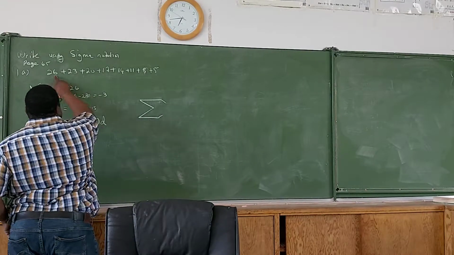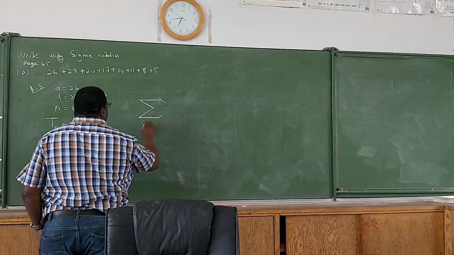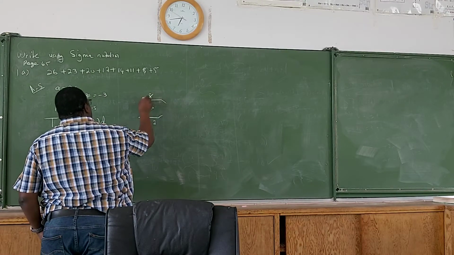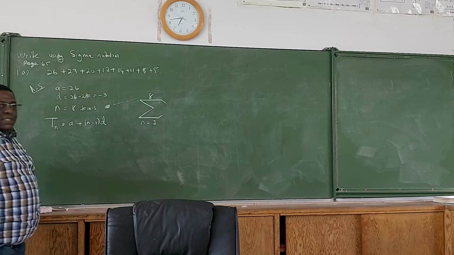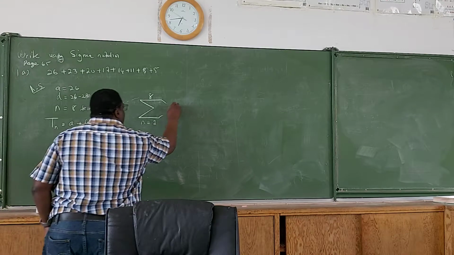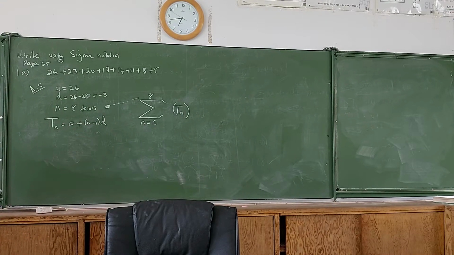We know that it starts where? Well, our formula had an n in it, right? And we know there are 8 terms. Do you understand that? So now I just have to find my T sub n. So the T sub n is here. Then you're going to put in brackets, it's coming from here. Does that make sense to you?